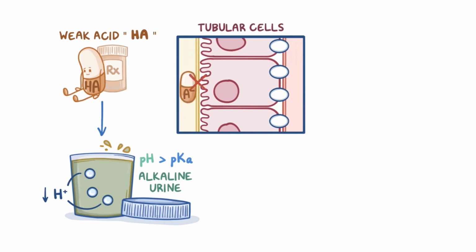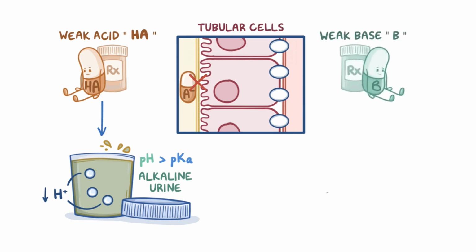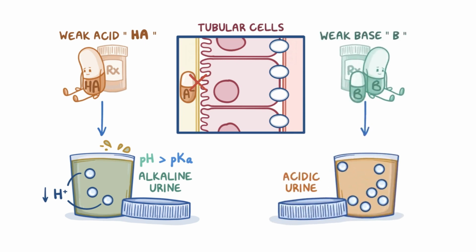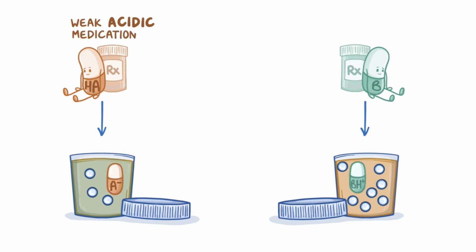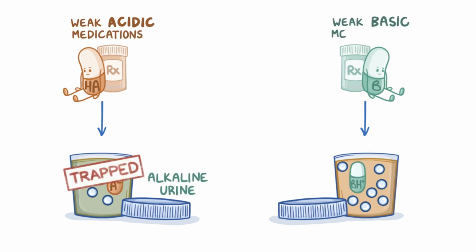On the flip side, let's put a weak base, B, into acidic urine, with a pH lower than its pKa. With plenty of hydrogen ions around, it's going to grab one of them and turn into its charged form, BH+, which once again cannot be reabsorbed across the tubular cell's membrane. In other words, weak acidic medications are trapped in alkaline urine, in contrast to weak basic medications, which get trapped in acidic urine.